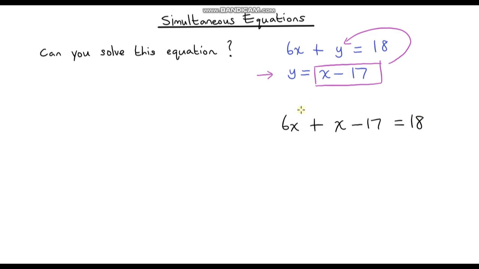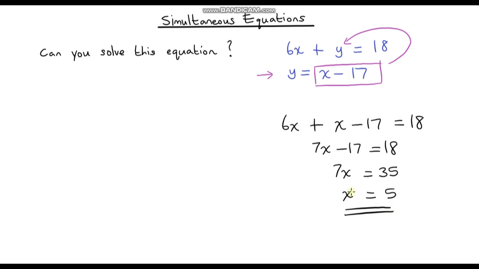And now we've got this equation here, we've only got one variable to calculate, so we can solve this equation. So 6x plus x, that gives us 7x. So we've got 7x minus 17 is equal to 18. And now if we add 17 to both sides, we're left with 7x is equal to 35. And now if we divide both sides by 7, we get x is equal to 5.